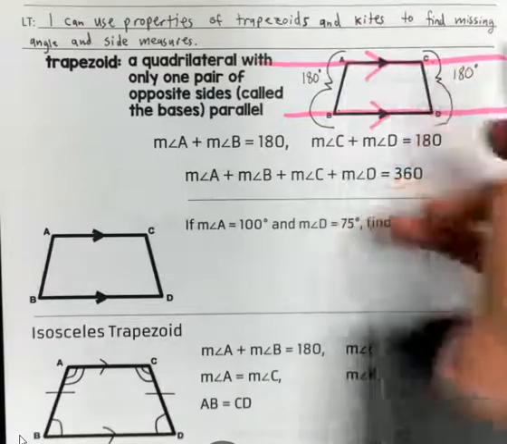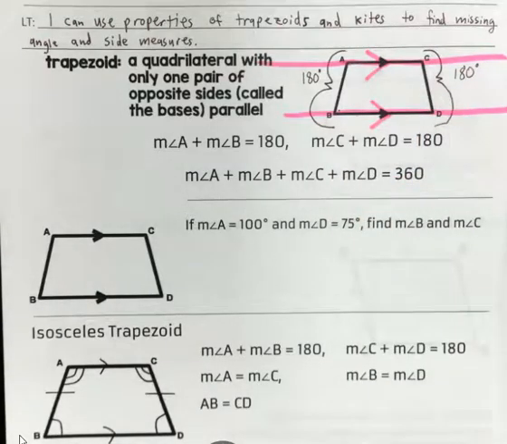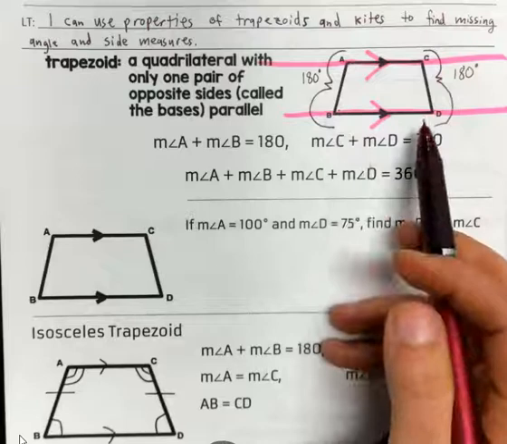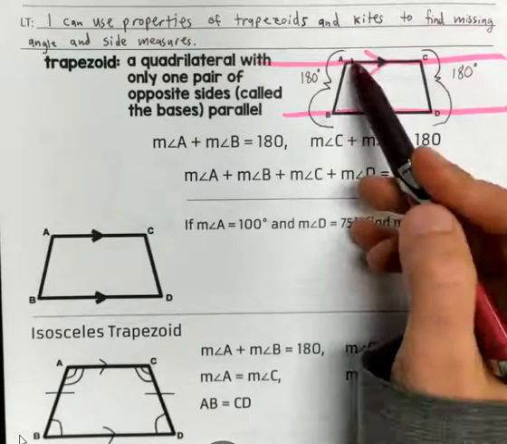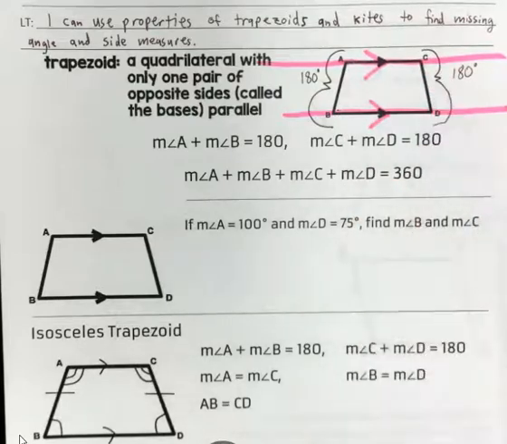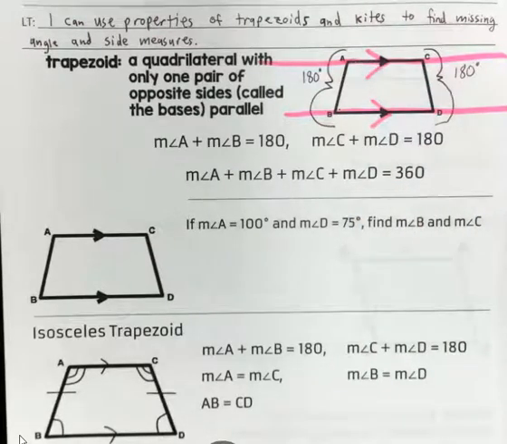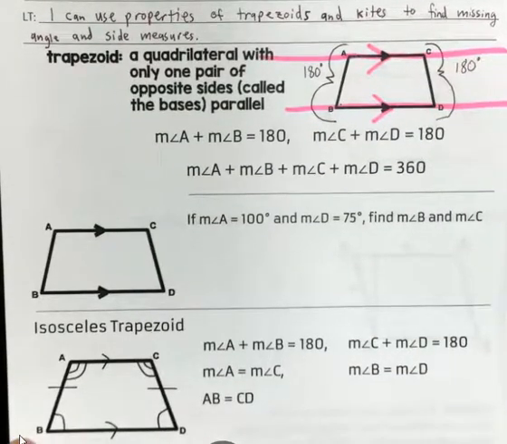Do angle A and angle C add up to 180? No. Do angle B and angle D add up to 180? No. All right, so it's just right here and right here. If the other ones happen to add up to 180, that's just happenstance. That's not a specific trapezoid rule. Okay, so let's go ahead and use that information.